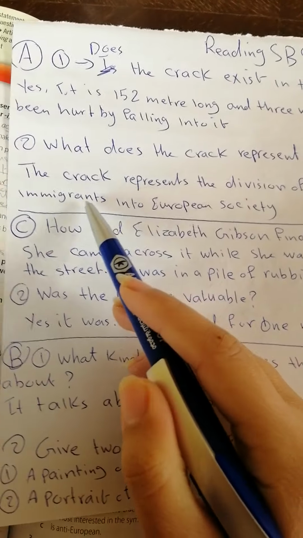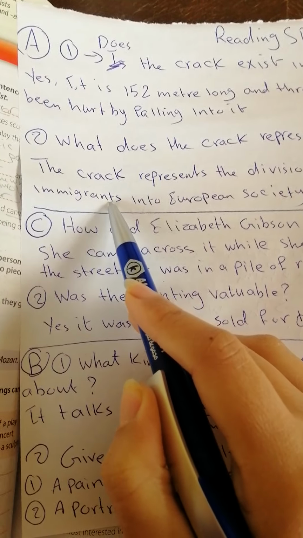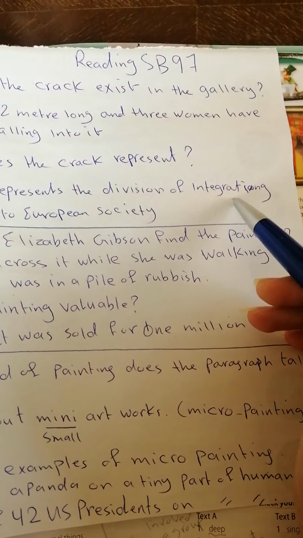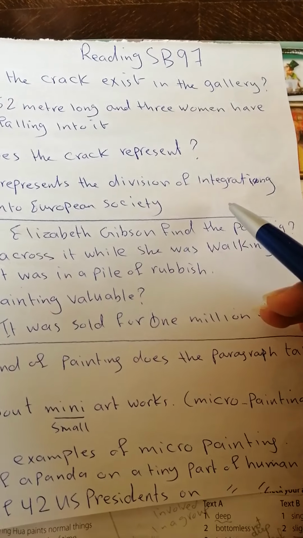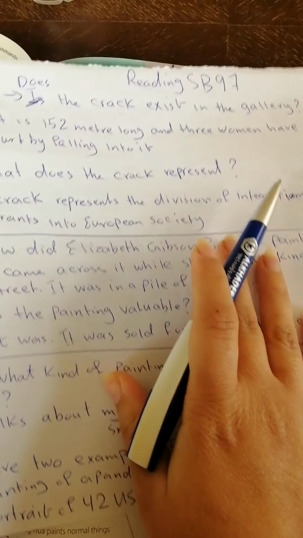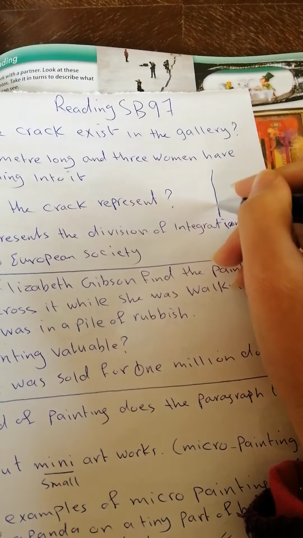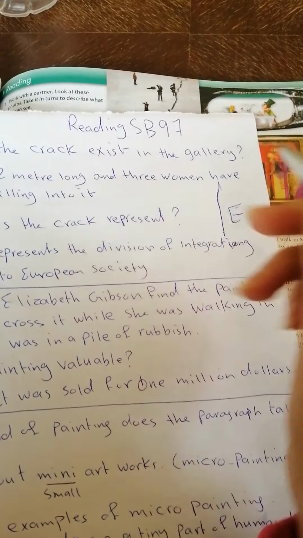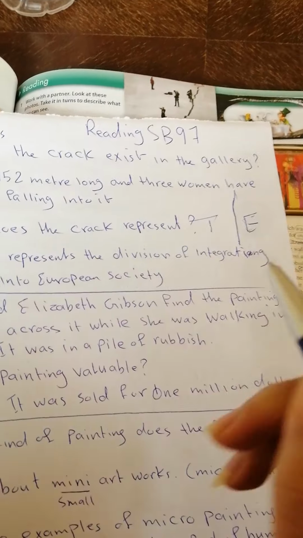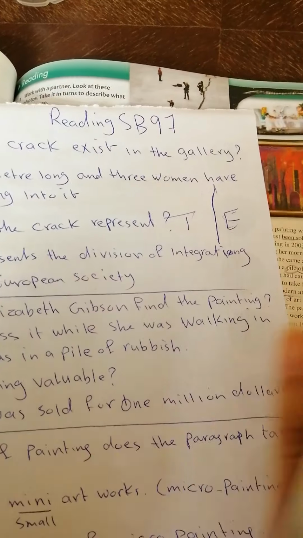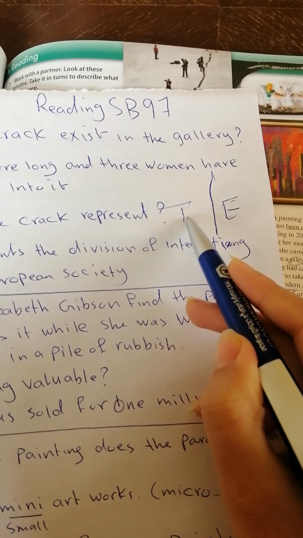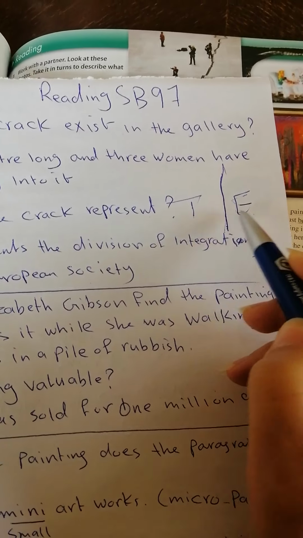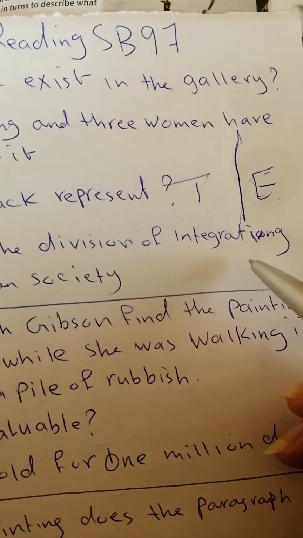We said that the immigrants, the travelers who travel from one place to another, face a problem or a division in integrating, in involving, in taking part in the European society. As if there is a crack. This is a crack, and here we have the European society, and here we have the traveler or the immigrants. Therefore the travelers or the immigrants cannot be involved in the European society, as if there is a crack between the two parts of society.